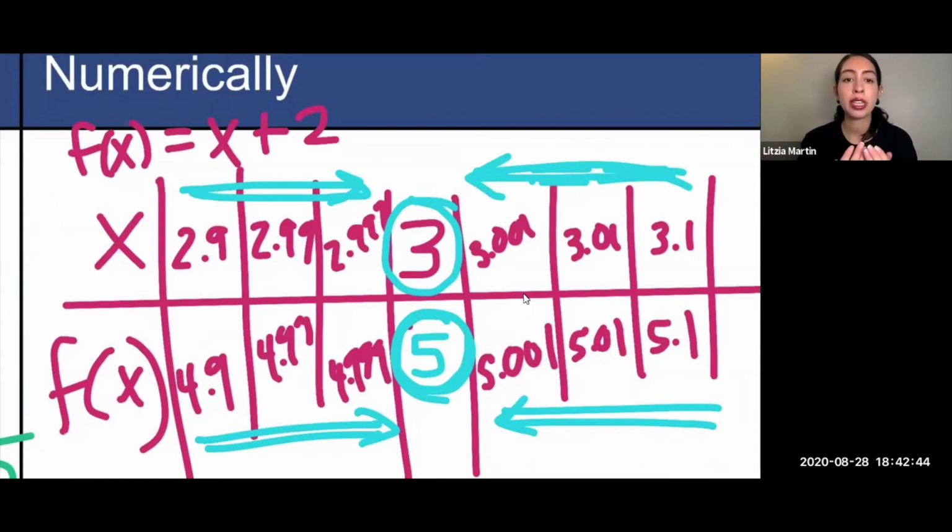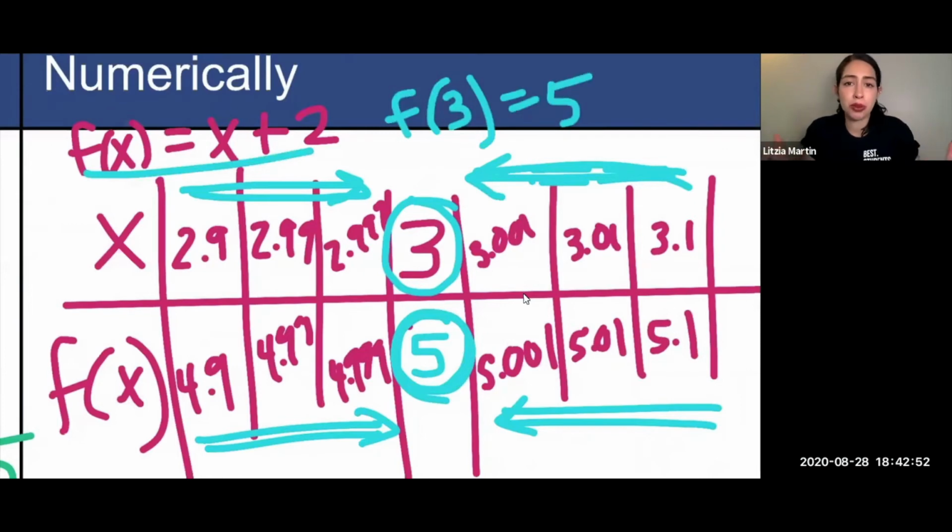And the reason that, if we didn't have this function, we wouldn't be able to say f of 3 is equal to 5 is because we don't know, maybe there was a hole there, right? Sometimes that may happen, there's a hole. So we can't say f of 3 is equal to 5, but we can say the limit as x approaches 3 is 5 because that's what all the values are showing, that it's approaching some kind of value.